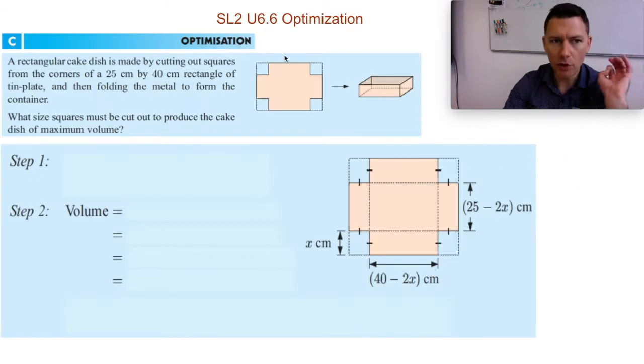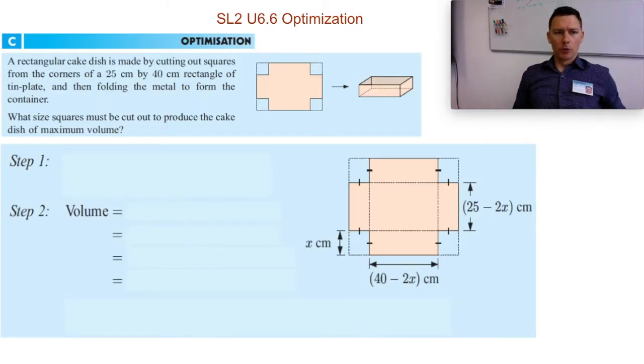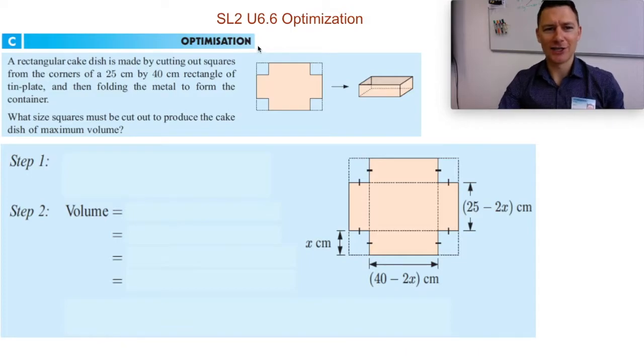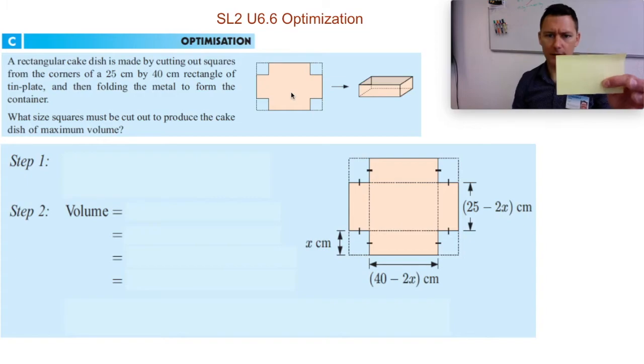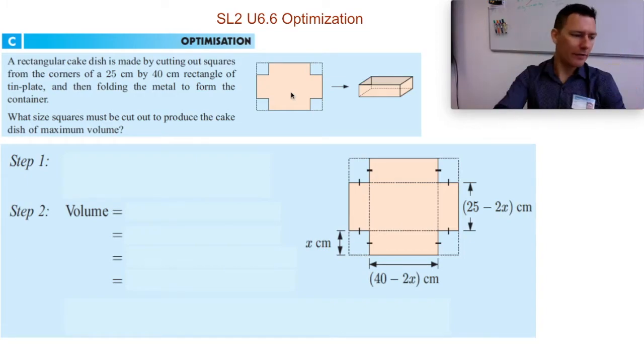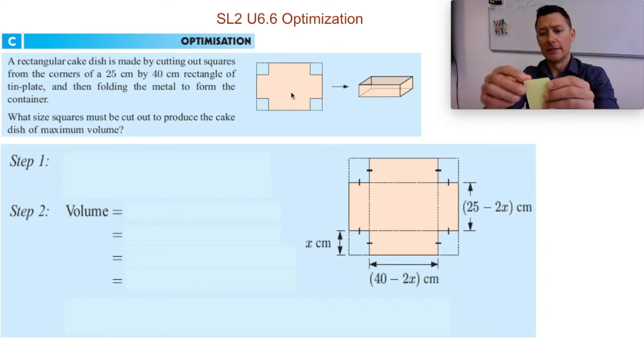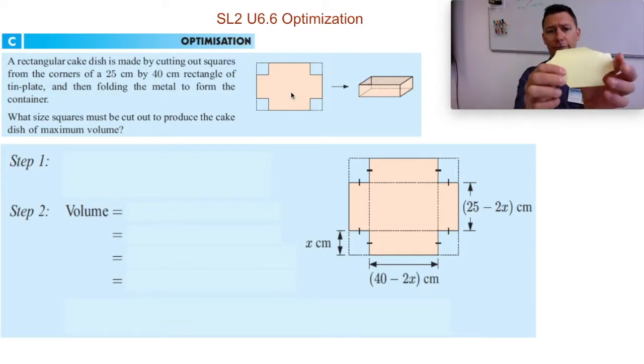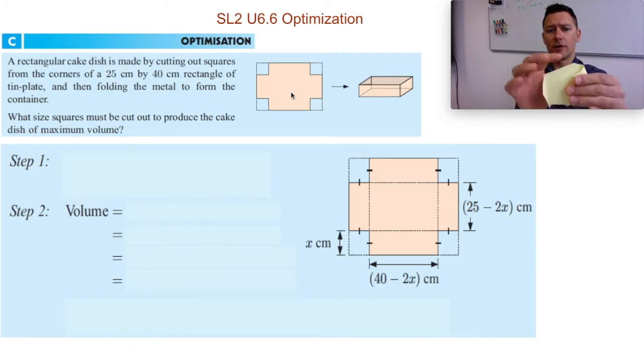Fine. Okay, so we're looking at a rectangular cake dish, cutting out squares out of a corner. So often they'll take a square piece of sheet metal and they'll cut out the corners, and they'll fold up the edges. Right, the machine can fold up the edges, and it can make a three-dimensional thing.